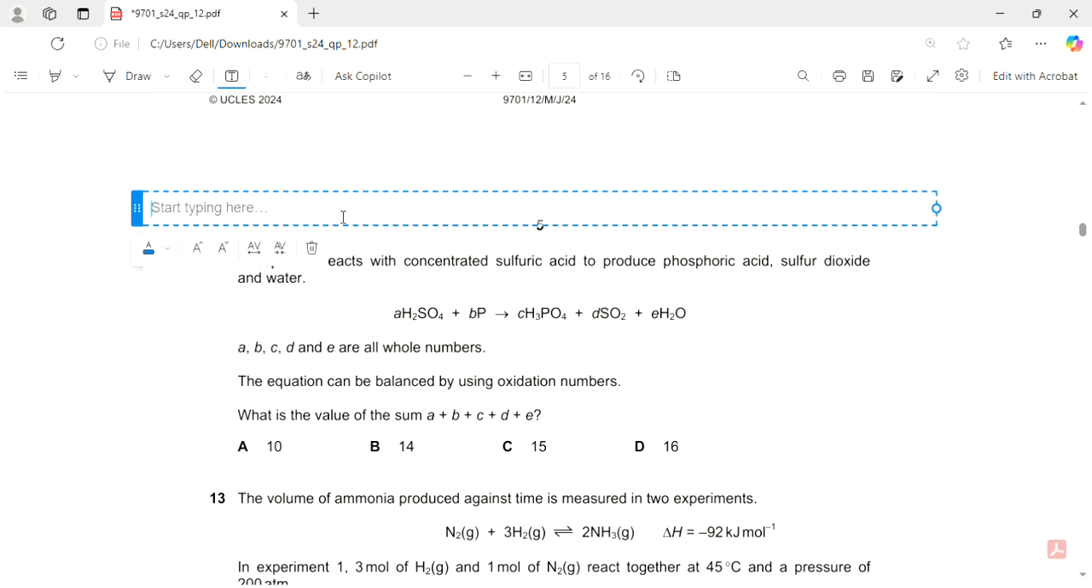So we can do this by simple mathematics. About the hydrogen, 2a is equal to 3c plus 2e. I'm taking the reading about the hydrogen, 3c plus 2e.